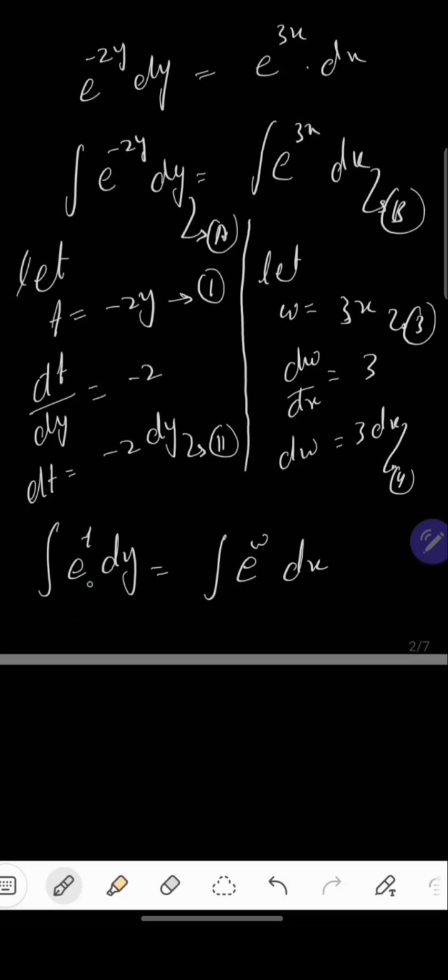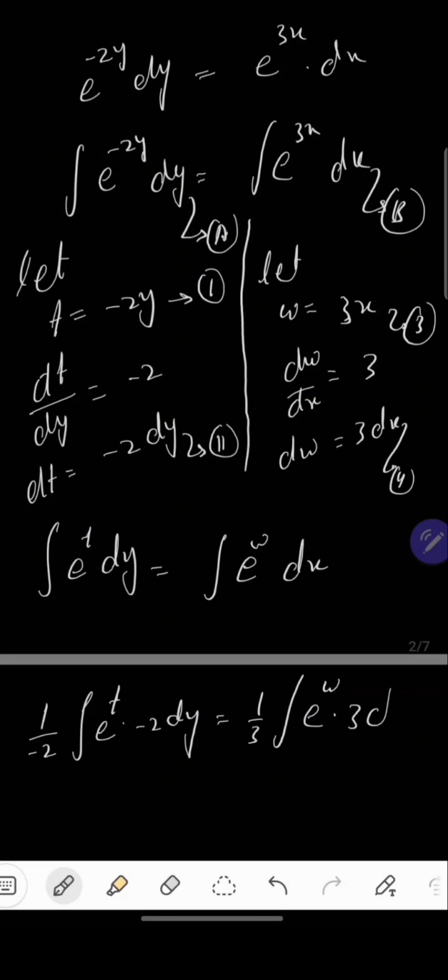Now we cannot apply integration directly because the power of e is t and the integration is with respect to the y variable. So in a different variable, this term will be considered as a constant. Then we will get e to the power t y, which is not the required general solution. So we will multiply and divide the left side by minus 2, and we will get minus 2 dy. It's like minus 2 integration e to the power t, sorry, minus 2 dy, and let's divide and multiply the right side by 3, and we will get 1 over 3 integration e to the power w dot 3 dx.